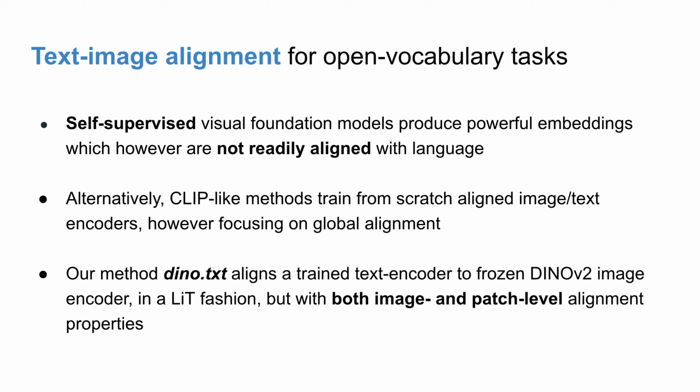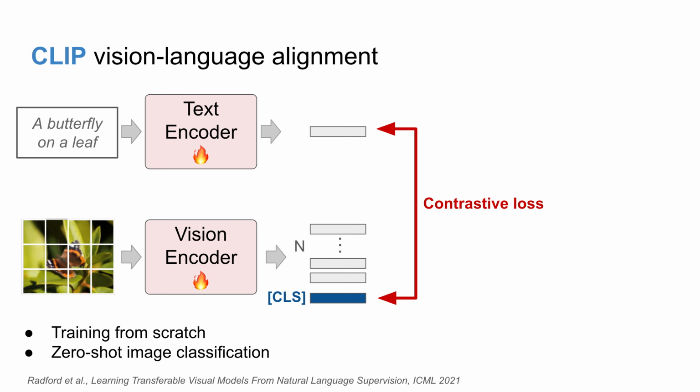Our method, dino.txt, learns to align a trained text encoder to a frozen DINOv2 vision encoder in a lean fashion, therefore reducing training costs. We also propose a strategy to obtain both image and patch level alignment properties. So let's start. Let's start with CLIP.